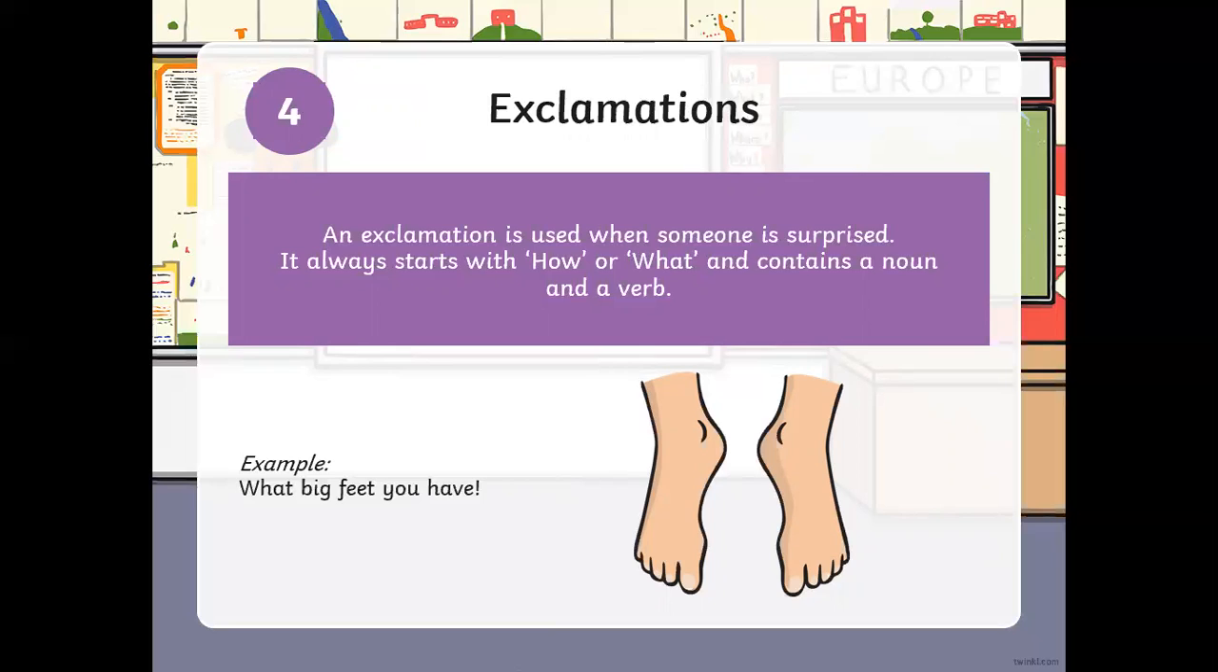So this tells us that our exclamation sentences, they always start with a how or a what. They have a noun in it. That's a name of a person, place, or thing. And they also have a verb in it, which is an action. That's giving you some very clear guidelines. So therefore, let's have a look at the example here. What big feet you have.